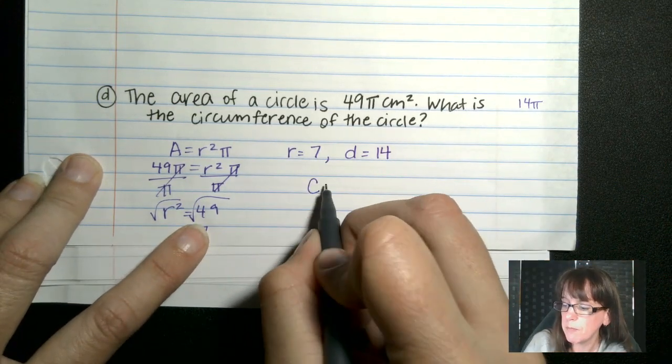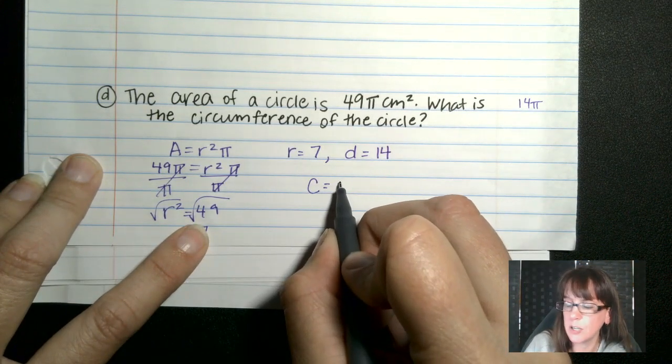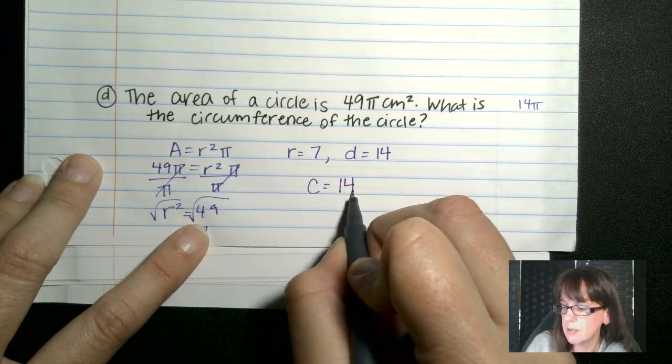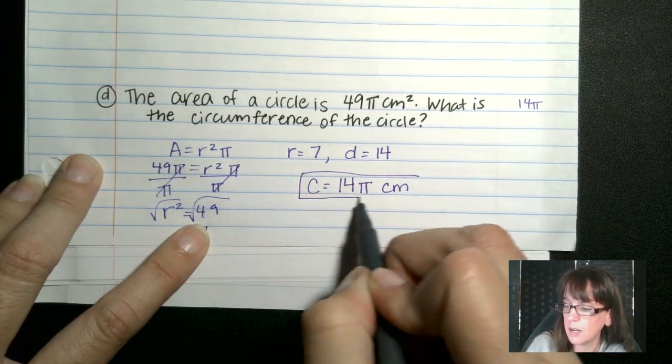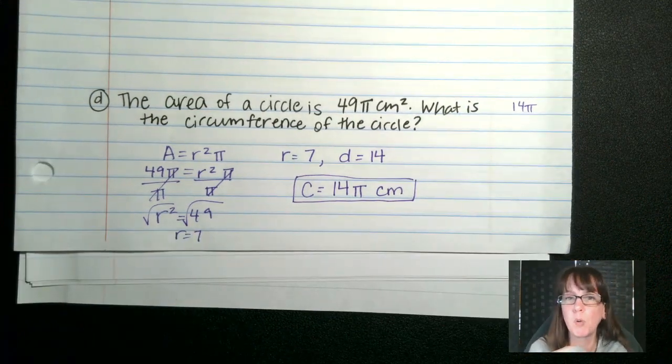So the circumference of the circle is cherry is delicious pie, right? Diameter times pi centimeters. So our circumference would be 14 pi centimeters.